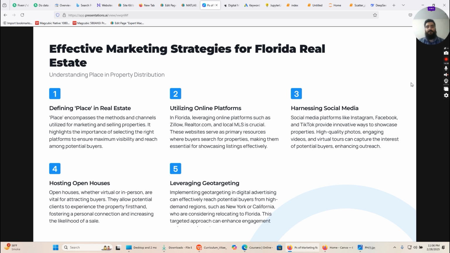It highlights the importance of selecting the right platform to ensure maximum visibility and reach among potential buyers. So you have to decide where you are going to sell the property, whether through open houses, through social media or search engine optimization. Or whether you are selling that property through a contract person, where you hire a person that will ultimately distribute your properties and try to sell them. So this is like the channel of distribution.